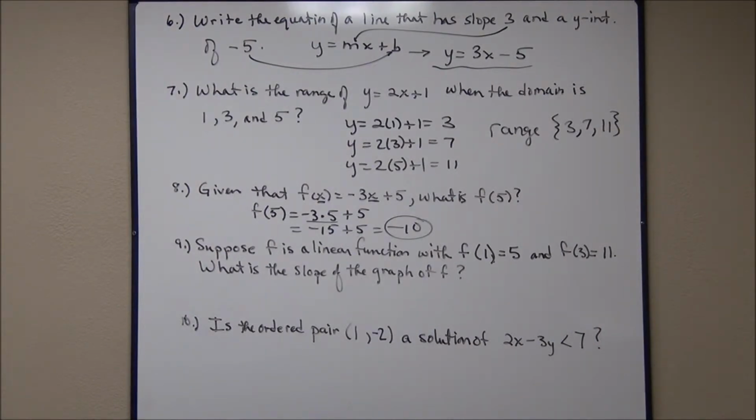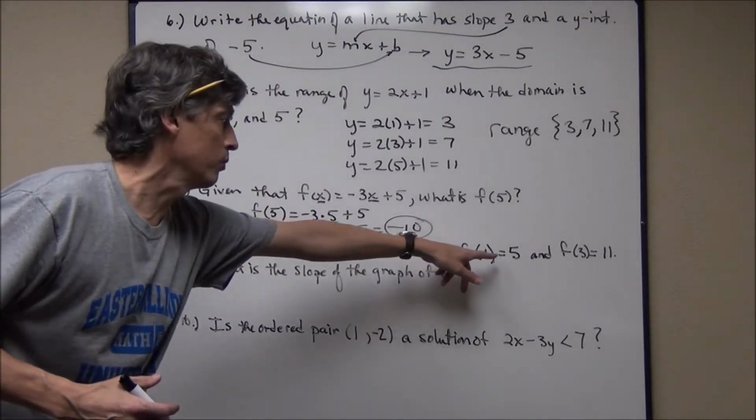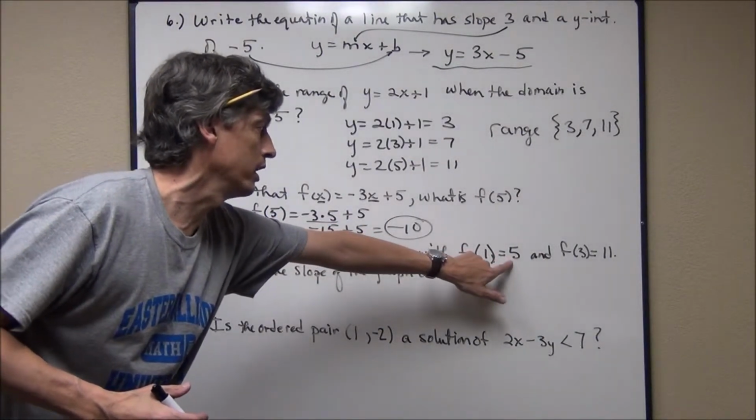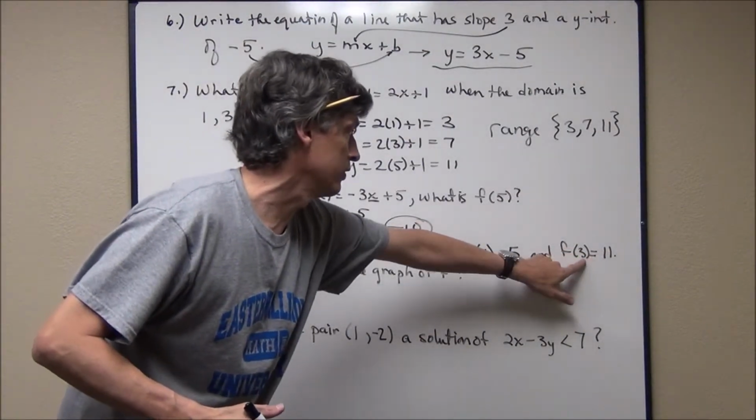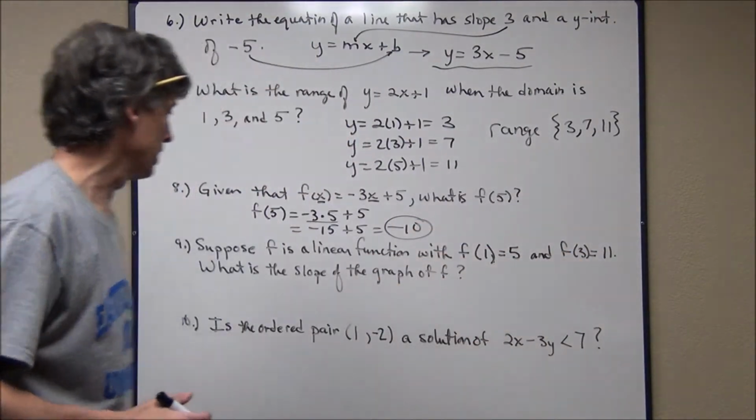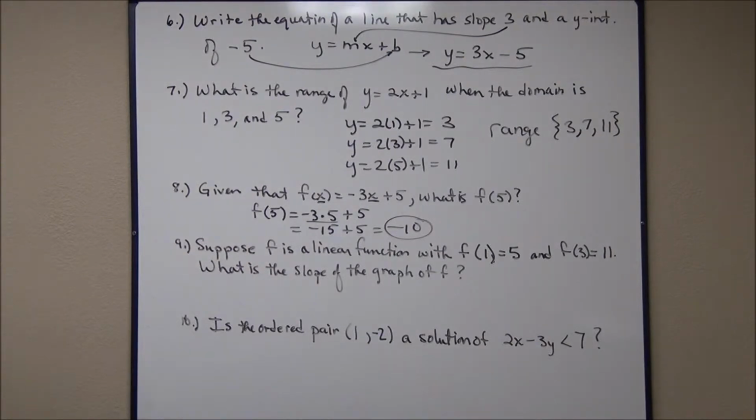Problem number 9. Suppose f is a linear function. That means if you graph it, you get a line. And notice here, f of 1 equals 5, so that when x is 1, y is 5. And f of 3 is 11, so that means when x is 3, y is 11. What is the slope of the graph of f?